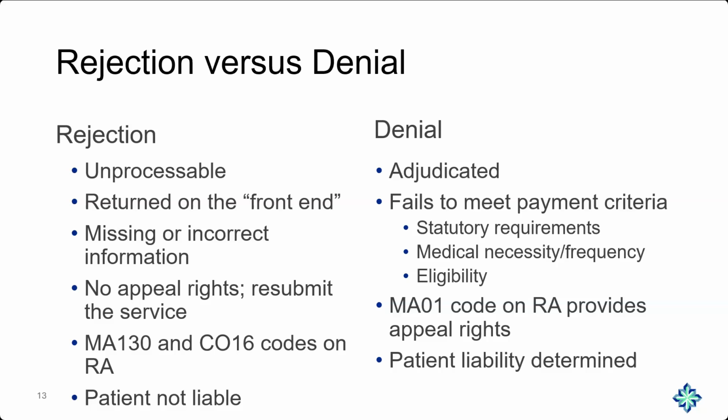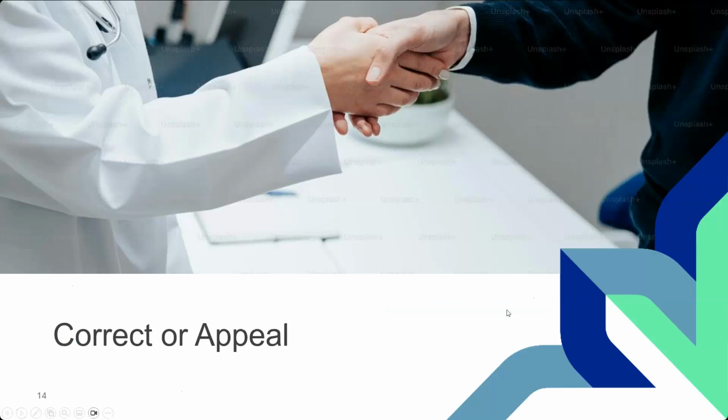Now, with very few exceptions, most denied services, not all, most, do afford an appeal right. For denied services, just as I mentioned a little bit earlier in my presentation, the patient liability is determined. Sometimes the patient's responsible, sometimes the patient isn't, and that's where that ABN comes into play. All right, now during the next few slides, I'm going to discuss whether you're going to need to fix it or correct it or appeal that claim.